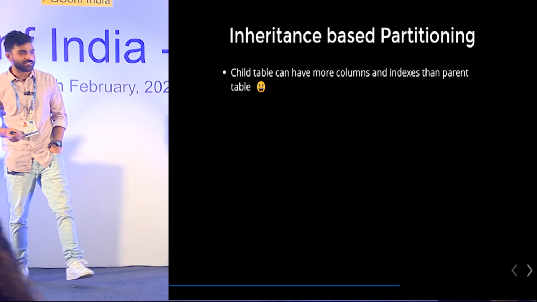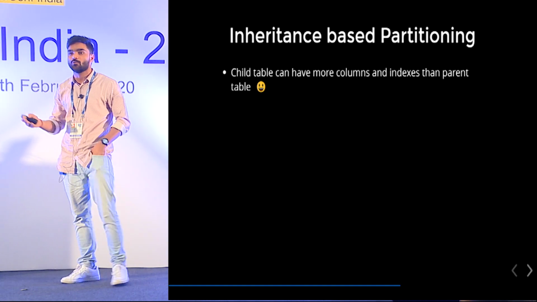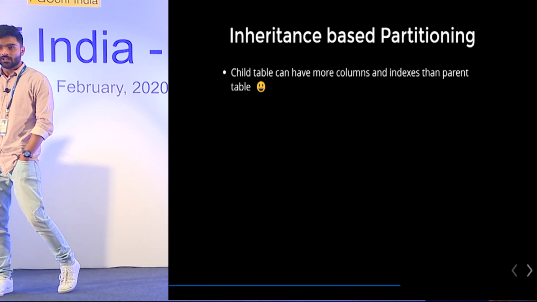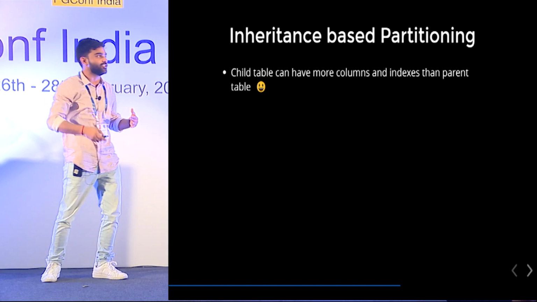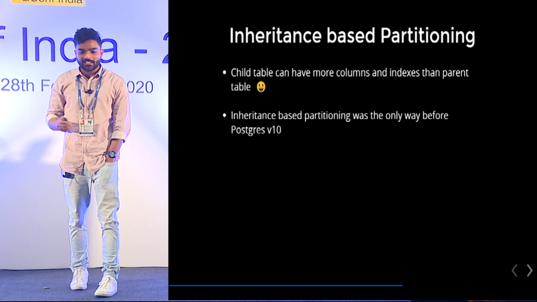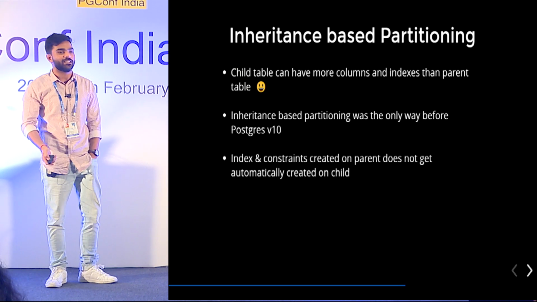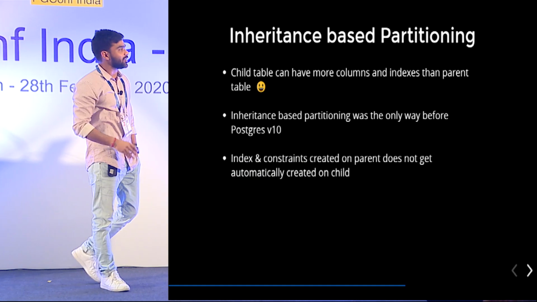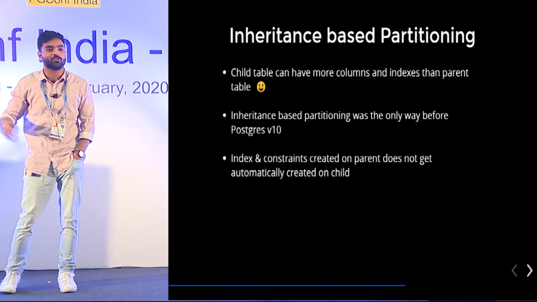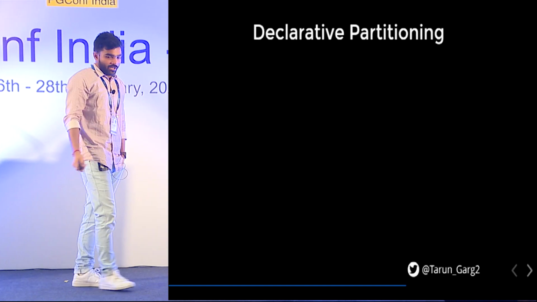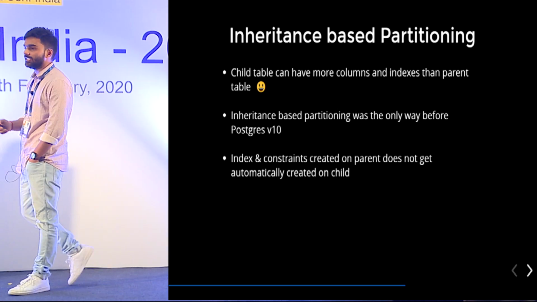So some other properties of inheritance-based partitioning: child tables can have more columns and indexes than the parent table. So it's like normal inheritance, right? You can override the things that you specified in your parent. Inheritance-based partitioning was the only way before Postgres 10. Indexes and constraints that you create on your parent table do not get automatically created on child. So indexes and constraints that you have in your parent table, you have to manually create on all of the children. Due to all of these things, we decided not to use inheritance-based partitioning.